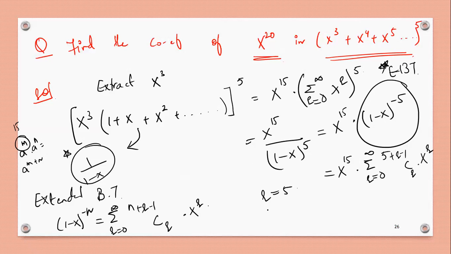Then what is the coefficient? We want the coefficient, so the r value is 5. Then the coefficient will be, substitute r over here because this is our coefficient. So substitute r equal to 5. So (5 plus 5 minus 1)C5, which is equal to 9C5. So this is the coefficient of x power 20.